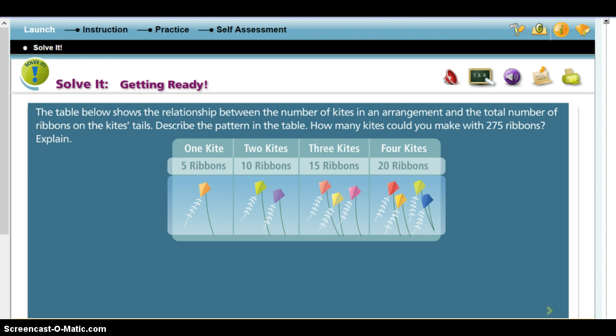1 kite is 5, 2 is 10, 3 is 15, 4 is 20. What's the pattern there? Yeah, it's multiplying by 5. So therefore, how many kites could you make with 275? Well, what times 5 gives you that? To solve that, I'm going to go backwards, divide it, and I get 55. Would you agree? If you don't, go back and figure out why that is the way to do it.